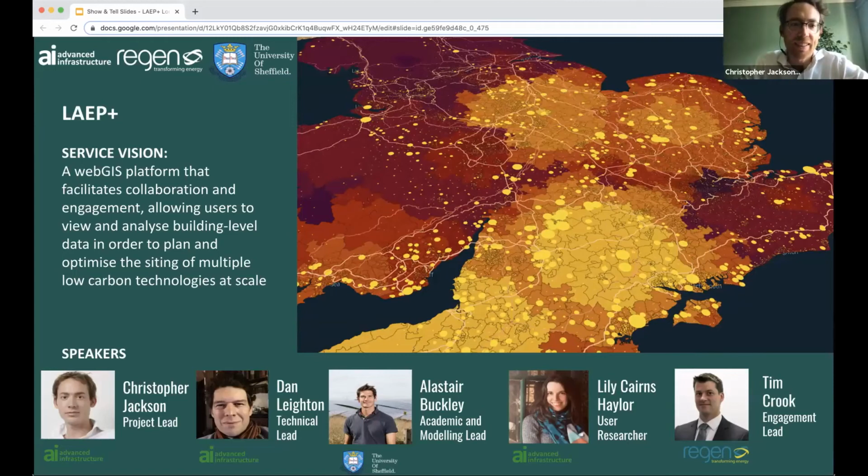Hi, good morning. In this session, we'll be running through the key findings and learnings from our project Local Area Energy Planning, or as we call it, LAEP Plus. Our service vision for LAEP Plus is a web GIS platform that facilitates collaboration and engagement, allowing users to view and analyze building level data in order to plan and optimize the siting of multiple low carbon technologies at scale.